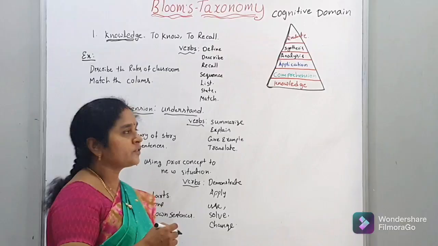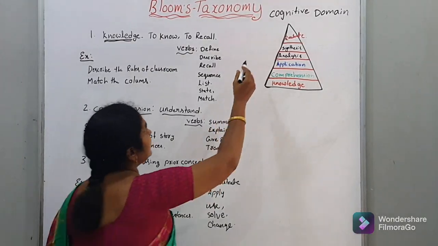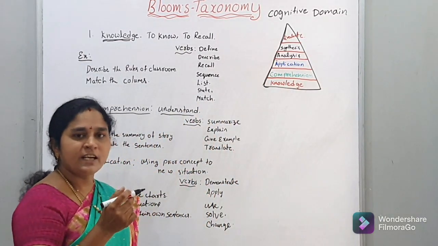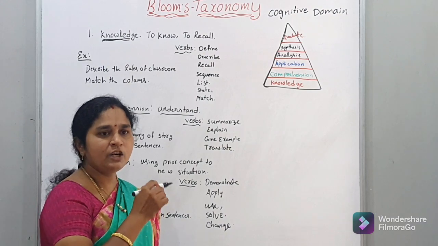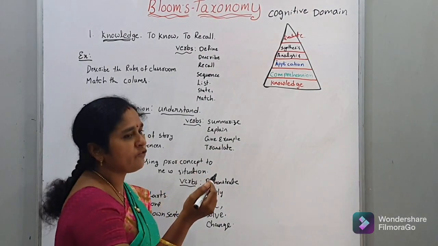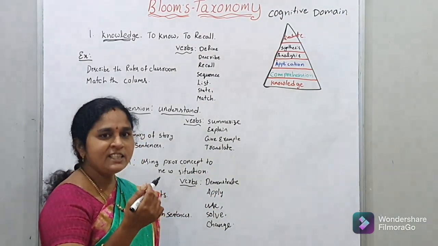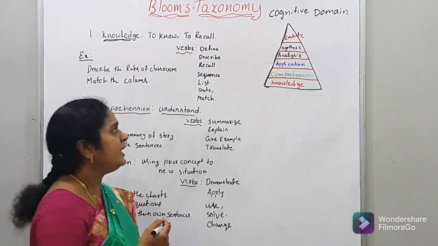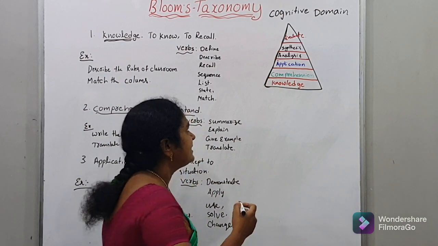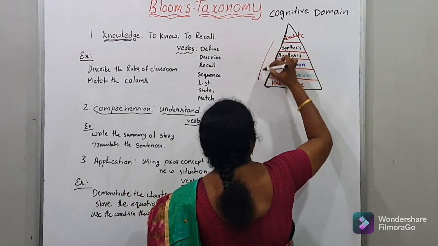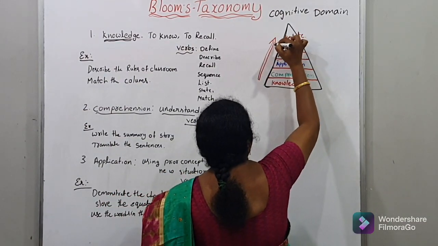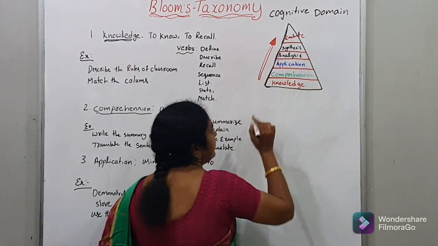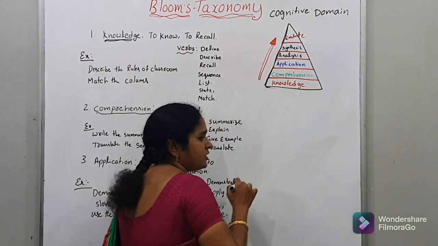Okay, next one, that is the cognitive domain. In the cognitive domain, in the 1950s, that is the noun form, and in 2001, that is the revised verb form. We are discussing what these levels are, that is the hierarchy. From down to up, the first one is knowledge.